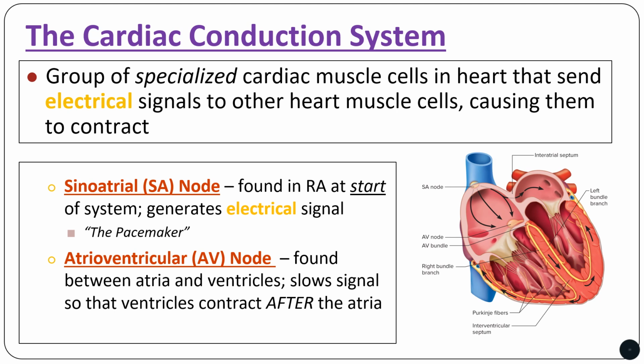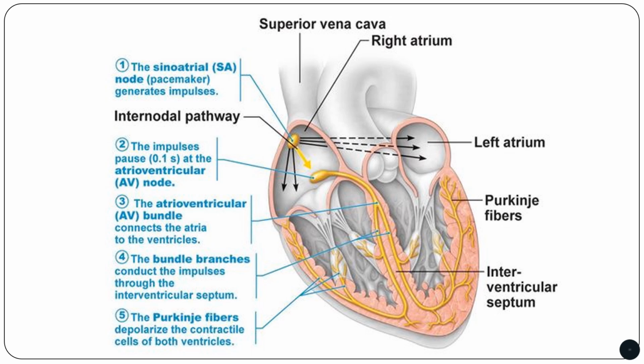We also have the AV node. The AV node is going to be found between the atria and the ventricles. This is going to slow the signal down so that the ventricles contract after the atria, so that the blood doesn't just end up in a pump that isn't really efficient or functional. We refer to the AV node as being the pace setter.